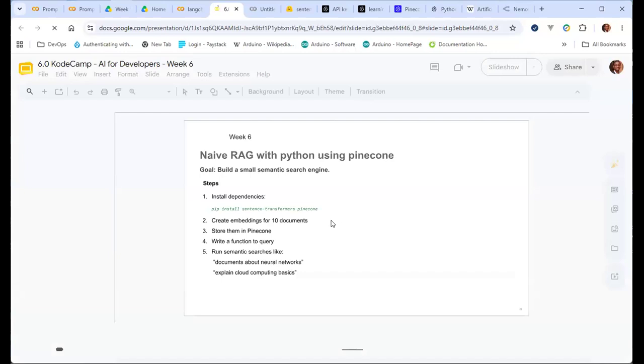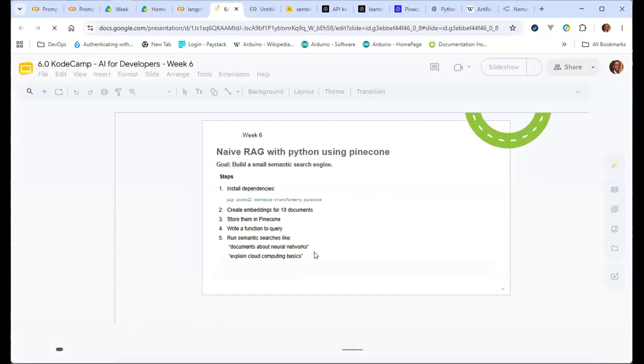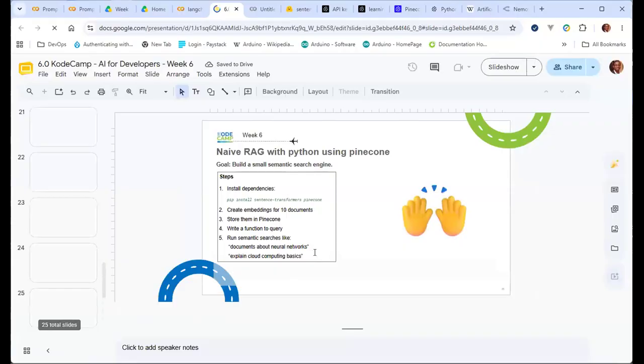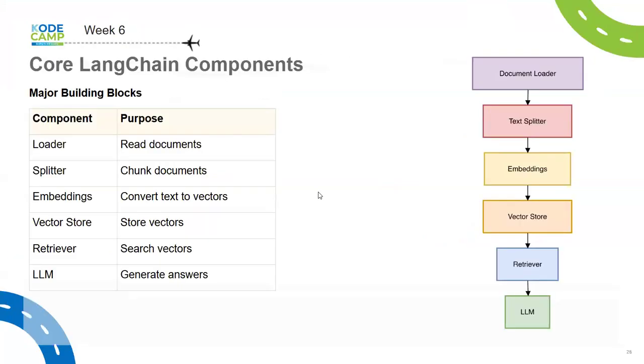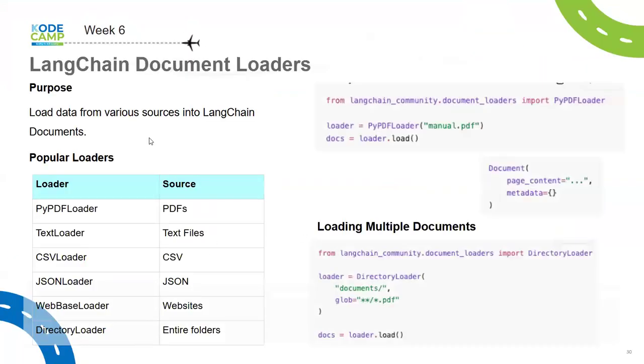I'll give you a preview of what you can do with LangChain. LangChain makes this so much easier, because what we did here was naive RAG with Python using Pinecone. Now, if we want to do the same thing with LangChain, LangChain gives you loaders, gives you splitters, it gives you embeddings, of course, embedding vector store, it gives you a concept called retriever, and the LLM. And we're going to look at how to do that.